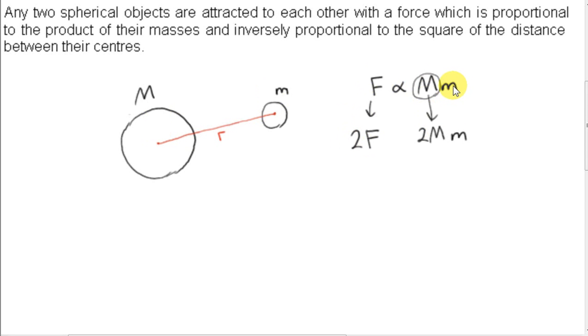Or if we replace little m with a mass that's twice as big, 2 times little m, then we also double the force. Or if we multiply big M by 3, we triple the force. Or if we multiply little m by 3, we triple the force, and so on.